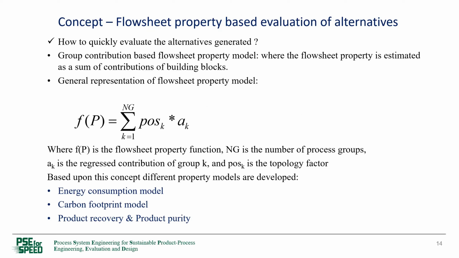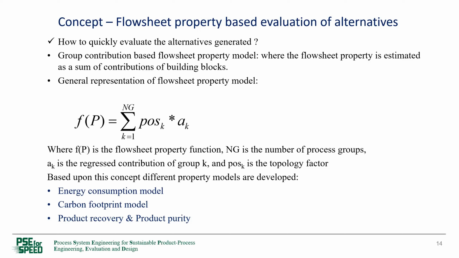What we have done is that for every process group, you can see POSK is a process group, and A is the contribution to a property, like the energy index. So if we know how many process groups are in a flow sheet, and if we have the value of A, we can very quickly calculate the energy required by that flow sheet. And we can also do the carbon footprint, and we can also do the product recovery.